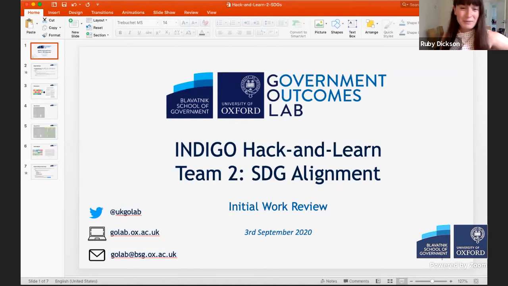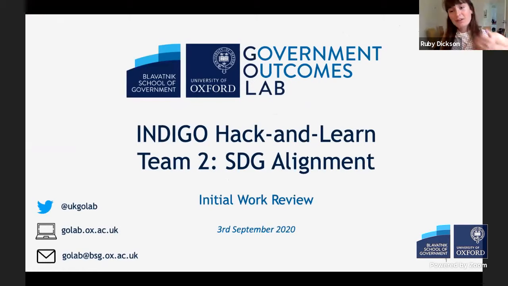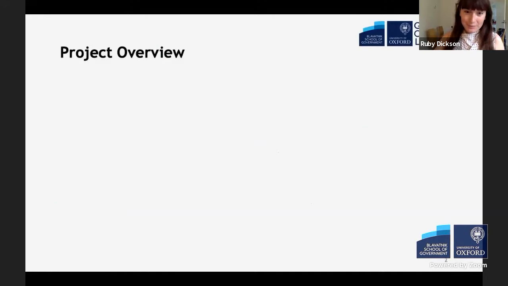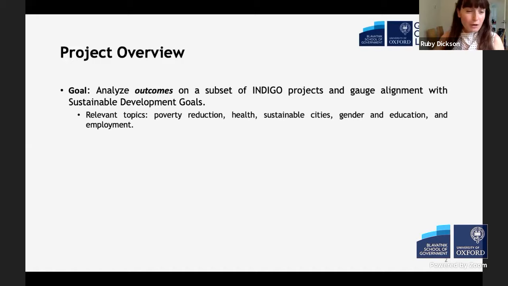Hi everyone, I'm Ruby. I am an intern here at the GoLab, and I am one of the people on Hack and Learn Team 2, where we were trying to work on aligning Impact Bond and other INDIGO project outcomes with the SDGs. So for our project, our goal was, like I said, to align the outcomes of these INDIGO projects with the SDGs, with some relevant topics highlighted.